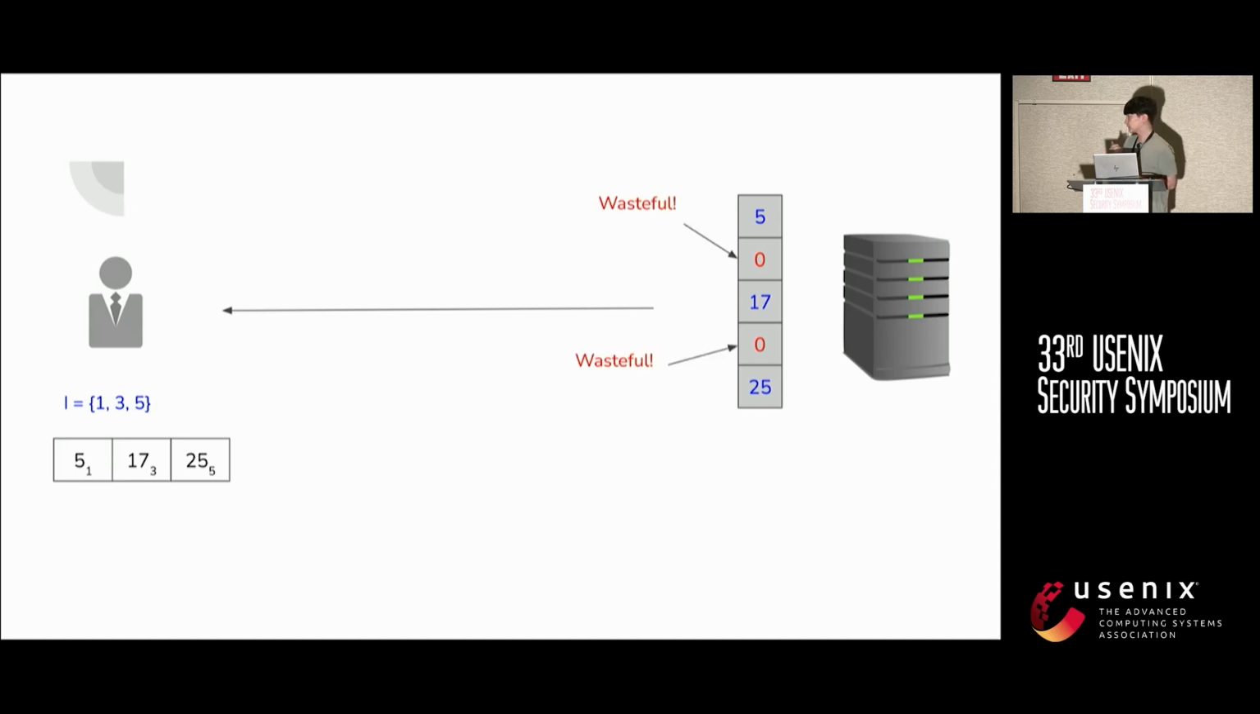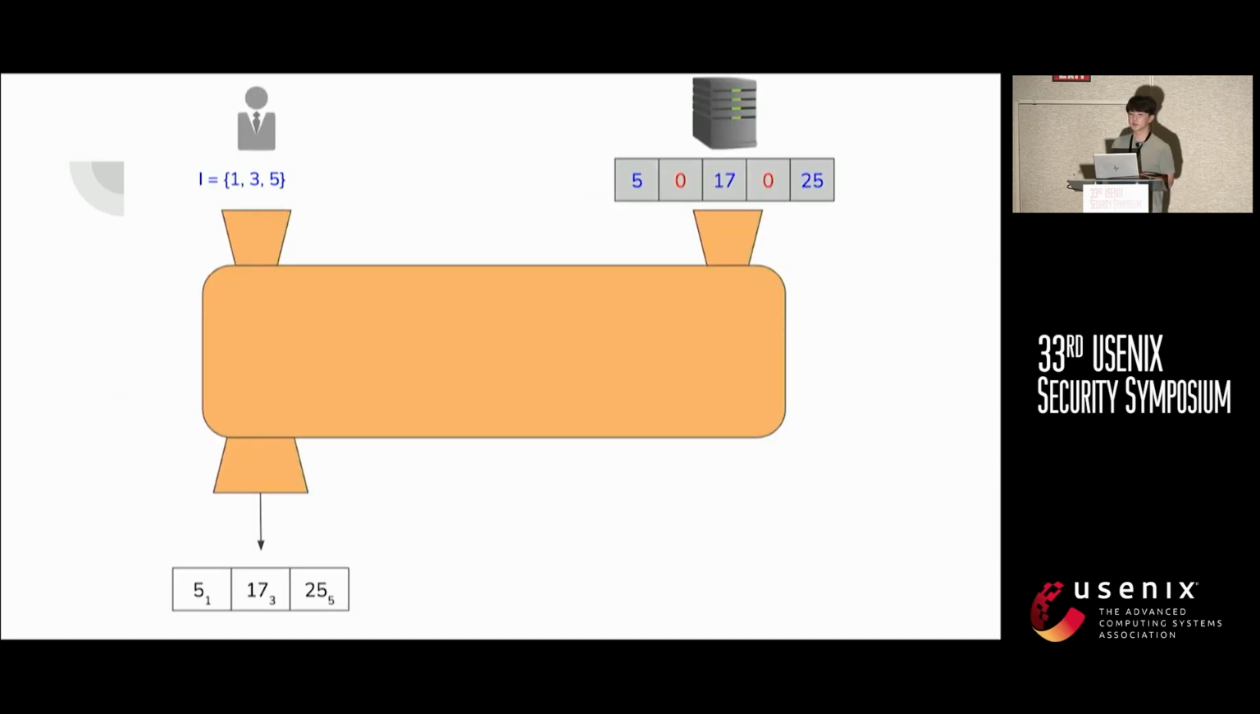But obviously, these ciphertexts encrypting zero are wasteful in terms of communication. So the goal is to reduce the communication compared to the naive scheme where we send all n ciphertexts. We call this problem the Oblivious Ciphertext compression problem.